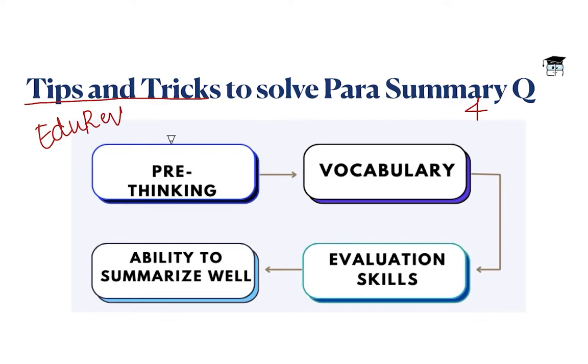Okay, follow these tips and tricks along with the approaches that I told you to achieve desired results in your CAT exam. Let's start with the first tip, pre-thinking. Okay, so the first trick is to pre-think your summary before you choose your answer. The second is by working on your vocabulary, followed by enhancing your evaluation skills, and lastly, by gaining the ability to summarize well. Now let us discuss these tips and tricks in detail for a better understanding.